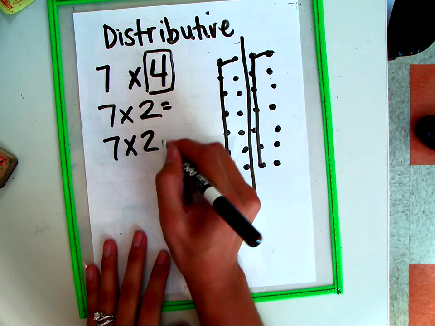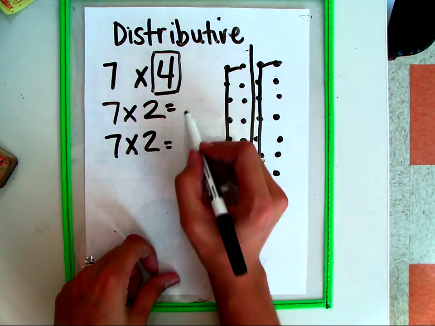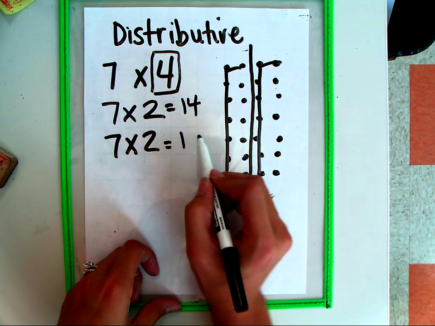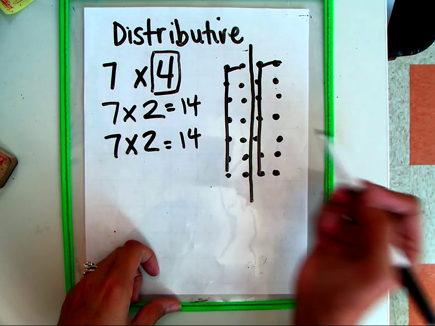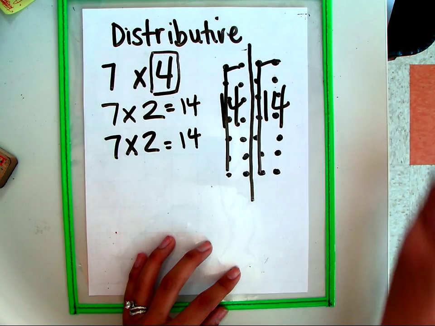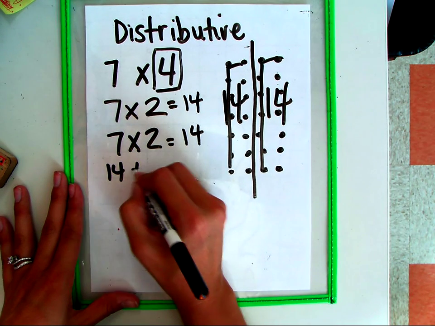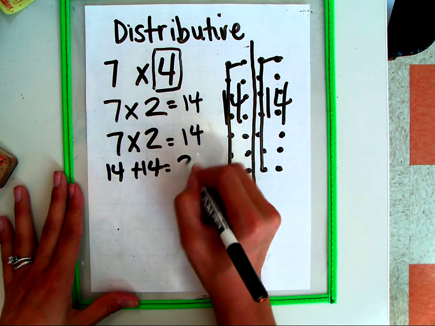That's very easy to multiply. It's just doubles. 7 plus 7 is 14. 7 times 2 is 14, or 7 plus 7 is 14. This part is worth 14. This part is worth 14. When I add my two parts together, I get 28.